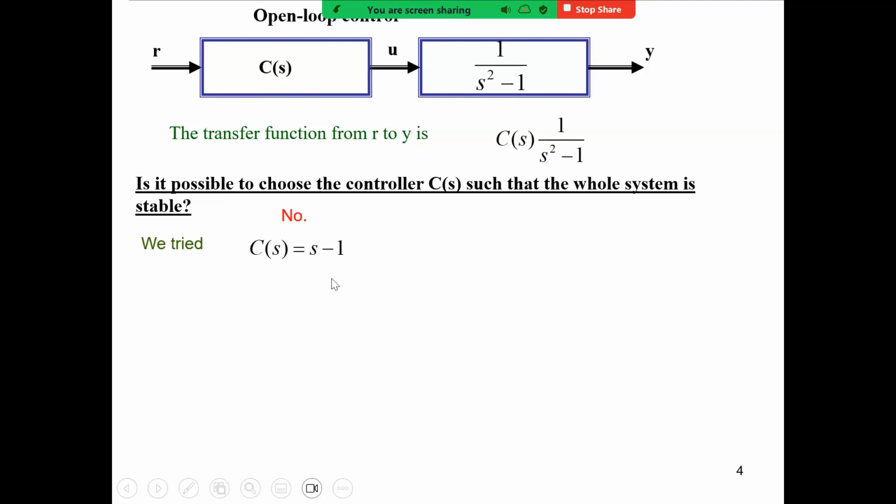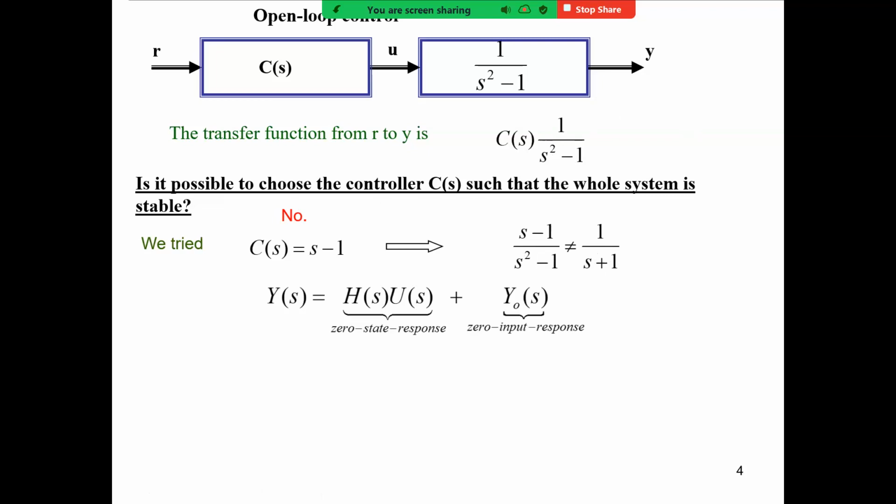We tried, and this was our wishful thinking. You may try, saying I don't like this s minus 1, I want to cancel it out. Then in class I showed you this transfer function is not the same as this transfer function. We showed it using differential equations, because we are not yet familiar with the transfer function but have complete knowledge in the time domain, so we know what's happening. For those two transfer functions, there are two ordinary differential equations, and we compute the output.